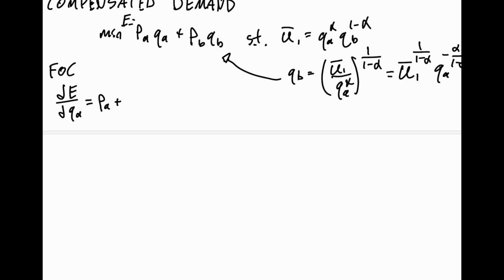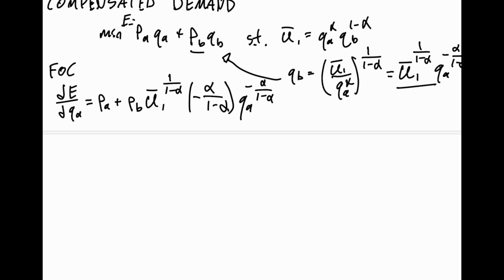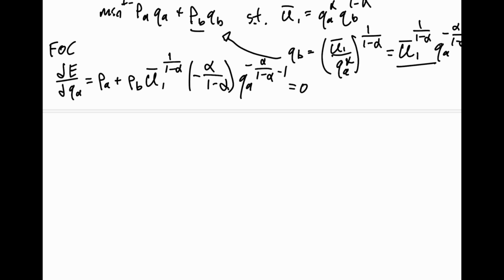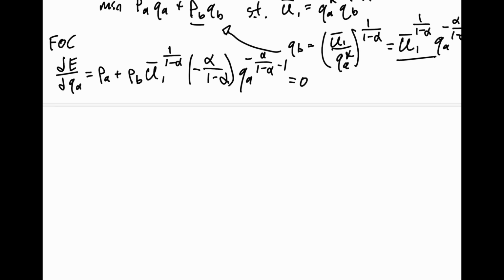Okay, so then here we have PB times U1. So we're looking at this, then we're looking at this. 1 over 1 minus alpha. Then we have the exponent, which is alpha over 1 minus alpha. And then we decrement the exponent by 1. So we have QA negative alpha over 1 minus alpha minus 1. Okay, that got too close. So let's jump down to the next line.